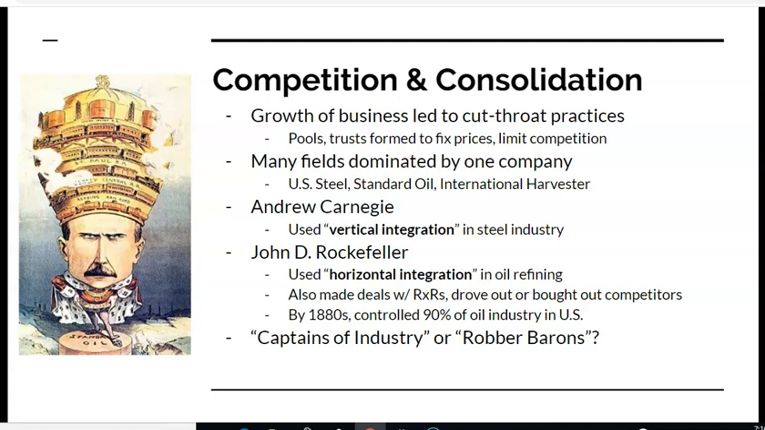Now, some folks would call them captains of industry, as in they were leading the way in their industrial fields. Others would call them robber barons, simply taking advantage of the poor and making themselves rich off the labor of others. And we'll debate this in class. But you can't argue that by 1890, the richest 1%, people like Andrew Carnegie and John D. Rockefeller, had as much as the bottom half of the US population.